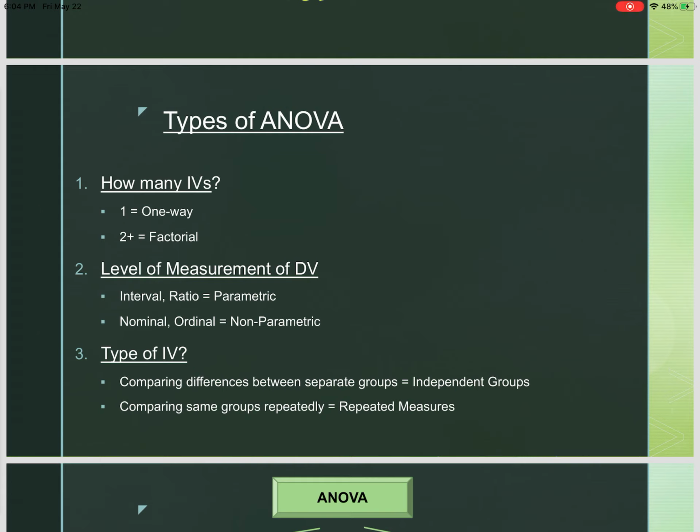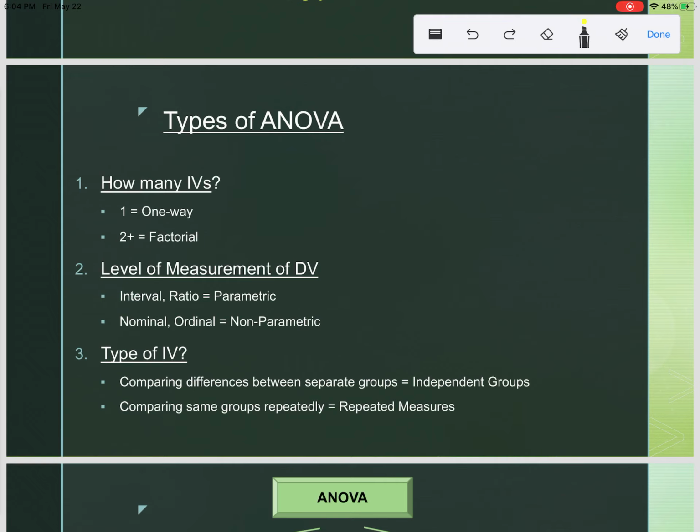If you only have 1 independent variable, you're going to do a one-way ANOVA. If you have 2 or more independent variables, you're going to be using a factorial ANOVA. A point to make here is I could have gender as my independent variable, and that's just 1. So if I'm measuring gender as my independent variable, I would do a one-way ANOVA.